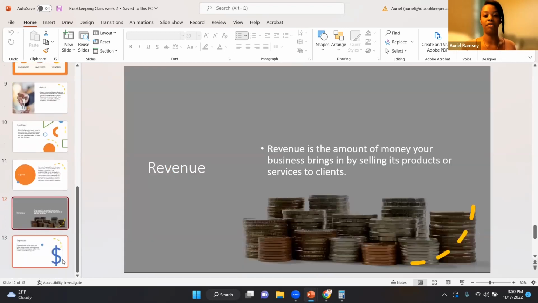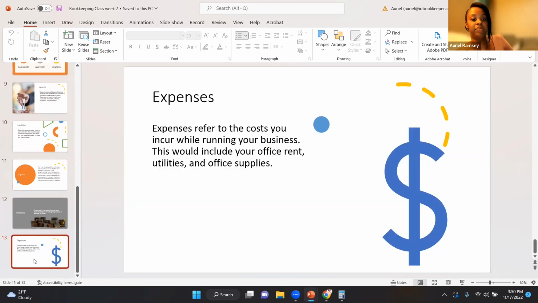Okay. And then revenue, we talked about this. It's the money that you bring in by selling products or services. Sometimes you have a combination of the two, right? And then we talked about expenses. This is the cost of running your business. So it could be rent, utilities, office supplies, those kind of things that we pay to just make sure that our lights stay on, that we can serve our customers.